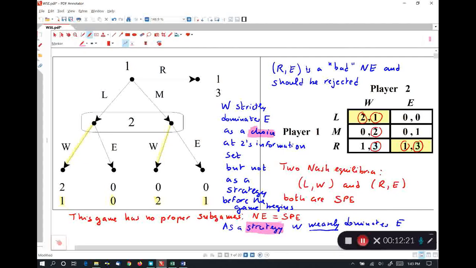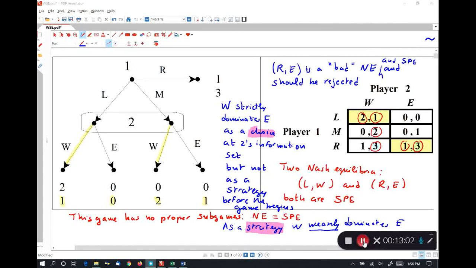Now, because this game has no proper subgames, Nash equilibrium coincides with subgame perfect equilibrium. So RE is a bad Nash equilibrium, but it is also necessarily a bad subgame perfect equilibrium, because they are just the same. So what we want to do is find a notion of equilibrium, a solution of a game, which can eliminate, say, RE as a solution to this game.